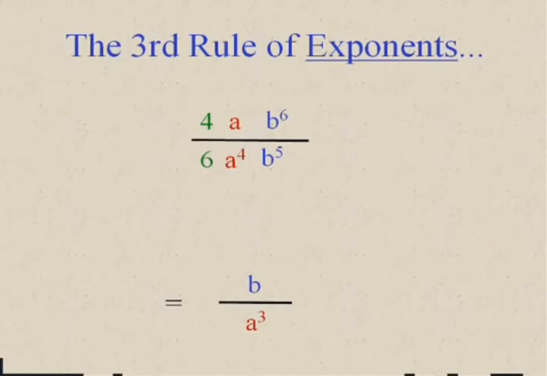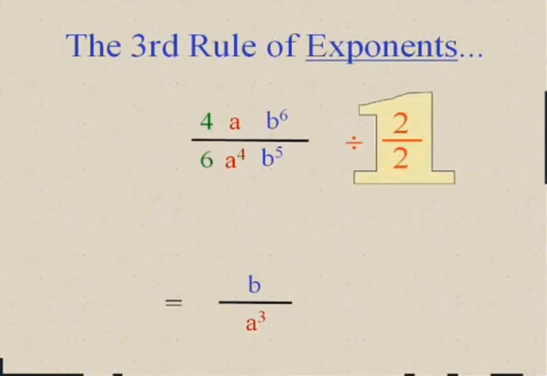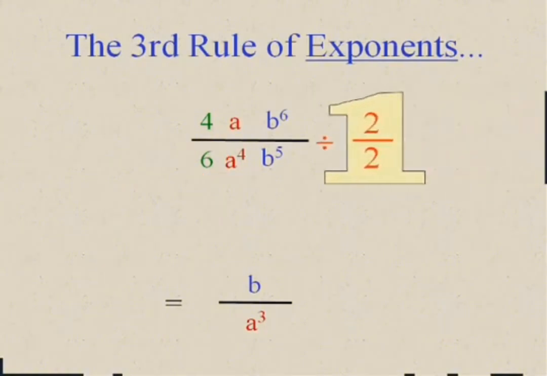Now, with the 4 and the 6, you can't go 6 minus 4. You know why? Well, they're not exponents, so they don't follow rules of exponents. They follow the rules of normal numbers or coefficients. So we're going to divide 4 and 6 both by 2, and we'll have our answer. So remember, exponents follow exponent rules, coefficients or numbers follow the normal coefficient rules.